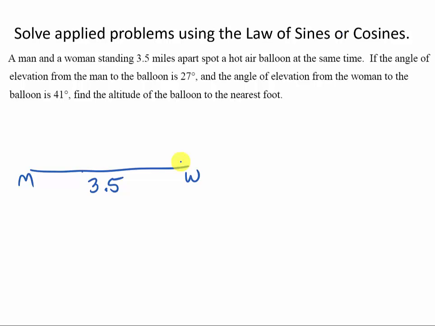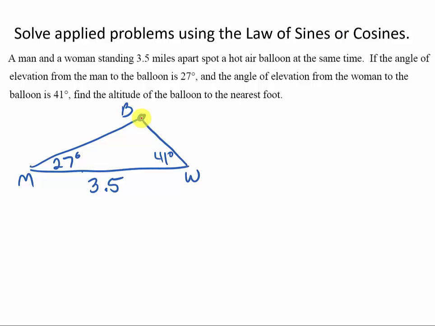at the same time. If the angle of elevation from the man to the balloon is 27, so let's go ahead and make the balloon up there and we'll label that as 27. And the angle of elevation from the woman to the balloon is 41, so that one's 41. Find the altitude of the balloon to the nearest foot.